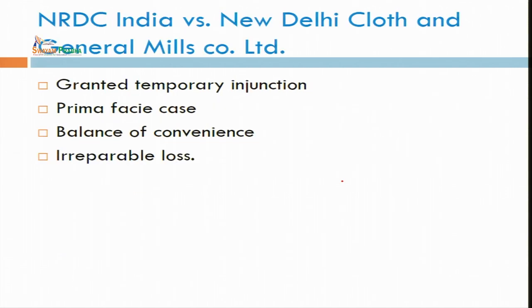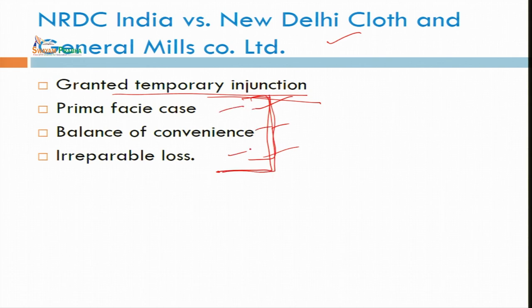We can see another example here, NRDC, National Research Development Corporation of India versus New Delhi Cloth and General Mills Company. In this case, the court granted the temporary injunction. If we see this case, the court found all three essentials of a temporary injunction, and the Delhi High Court granted a temporary injunction in favor of NRDC as the case fulfilled the three essentials. You can find this case on the website also.